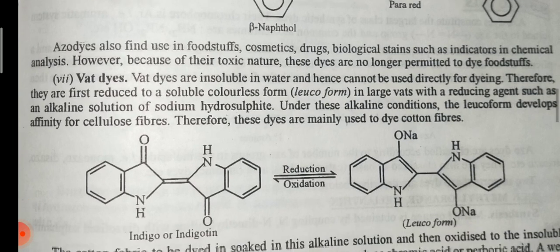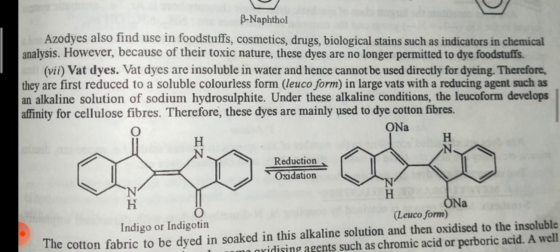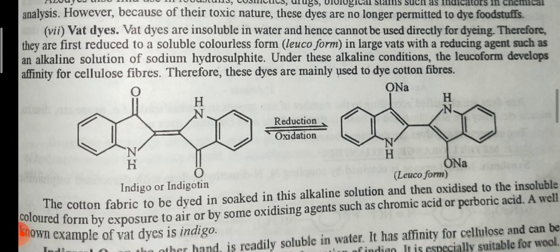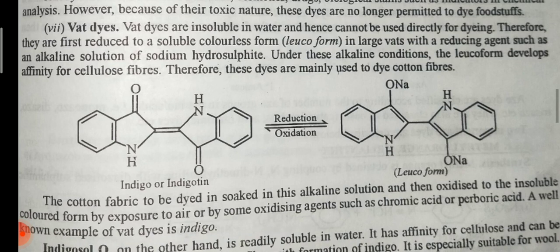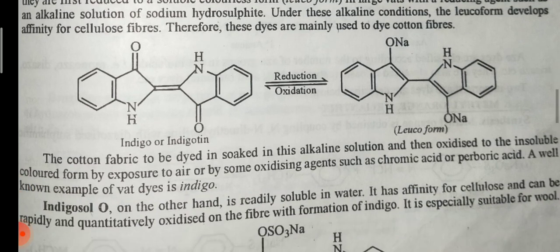Vat dyes. Vat dyes are insoluble in water and hence cannot be used directly for dyeing. Therefore, they are first reduced to a soluble colorless form, leuco form, in large vats with a reducing agent such as an alkaline solution of sodium hydrosulfite. Under these alkaline conditions, the leuco form develops affinity for cellulose fibers. Therefore, these dyes are mainly used to dye cotton fibers.